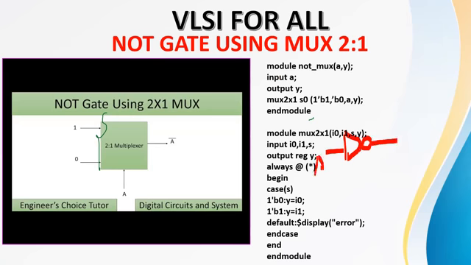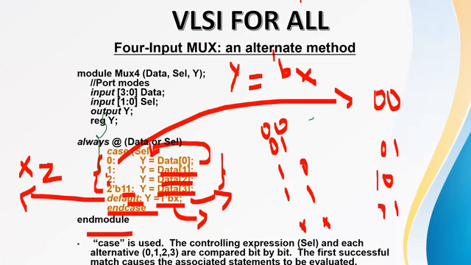Here we are writing a 4x1 mux for the 4 cases, right? Like 0 0, 0 1, 1 0, and 1 1. What is the purpose of writing this default condition? If we don't write it, what will happen? We'll get a latch inferred, because we will not have given the conditions for if at all we get any X or Z. If we get any X or Z value, it might not get assigned any of the values, right? That is why we have to write the default condition.